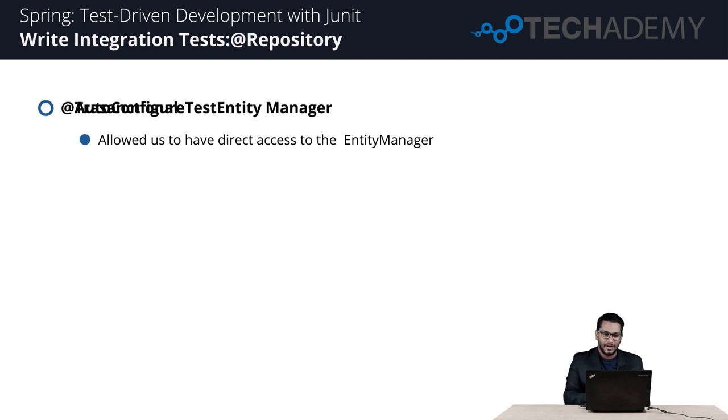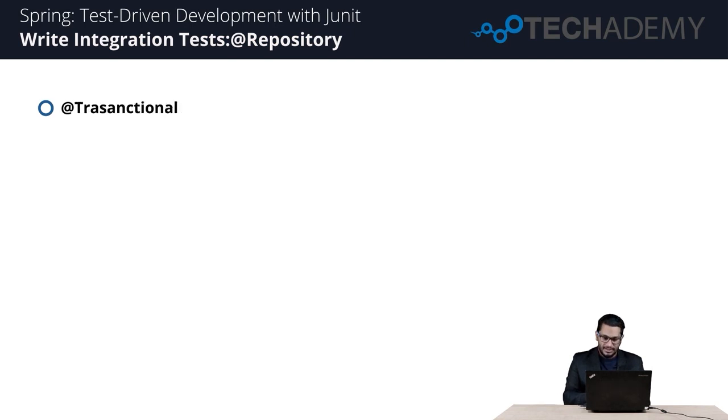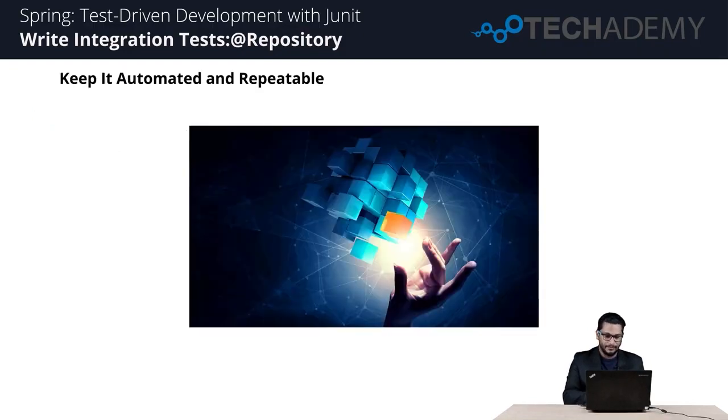And finally, we have the Transactional annotation. So this allowed us to have a rollback behavior so that we could expect the database in a certain state when the test began, and also know exactly what the state was when the test ended. So this means our tests are repeatable.